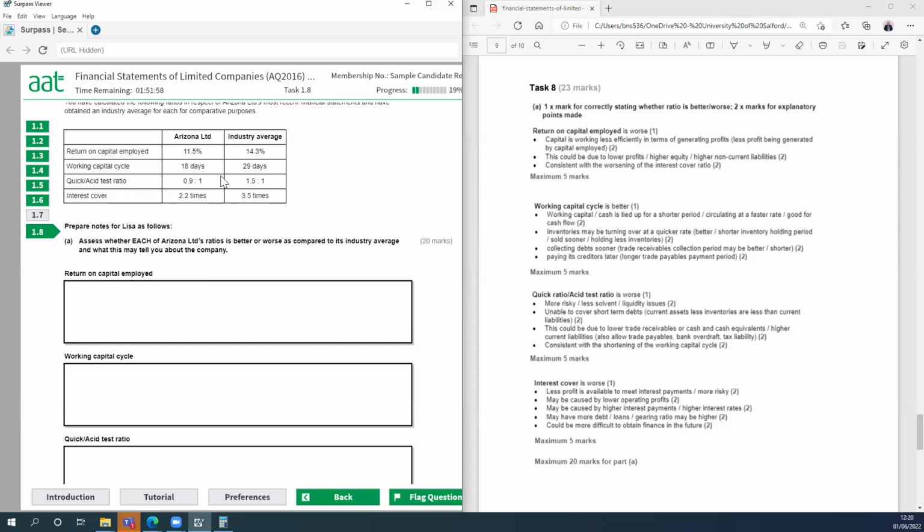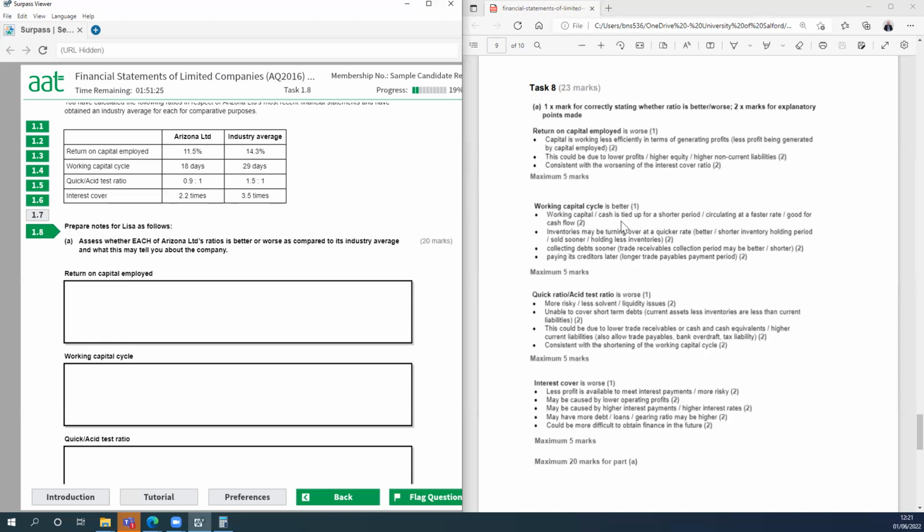So how quickly does that cycle go? Well, 18 days for Arizona, that's good, against 28 days for the industry average. So that's how quickly your inventory turns over, you receive your money from your receivables, to how quickly you pay your payables. So the quicker the better, okay? So inventories plus receivables minus payables. So it can only be to do with those, can't it? So is it better? Yes, we can see. Working capital is better.